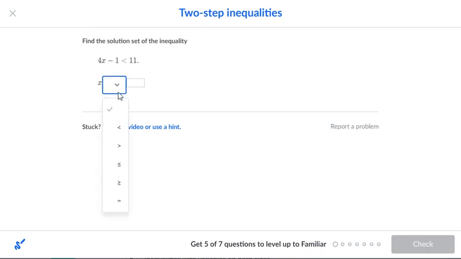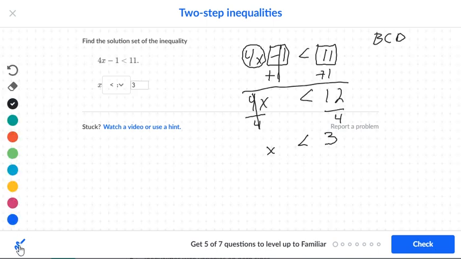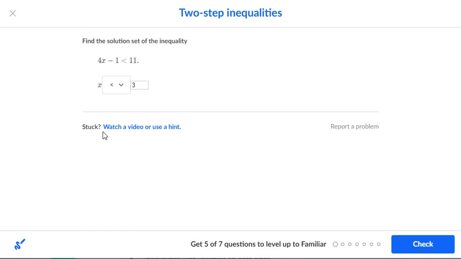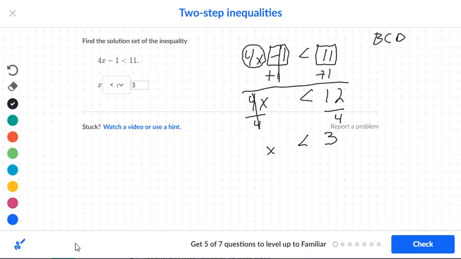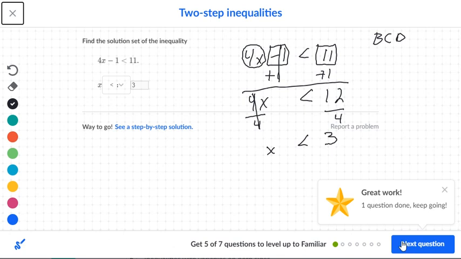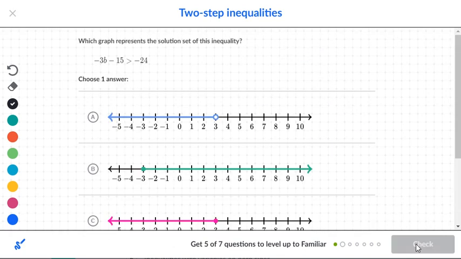This allows us to get our sign here, and then we want to type in the number 3. So again, we're going to have x, then the sign, and then 3. You have to make sure that this is cut off for you to go ahead and use this. So let's go ahead and check this. And it's correct. Let's go to the next one.